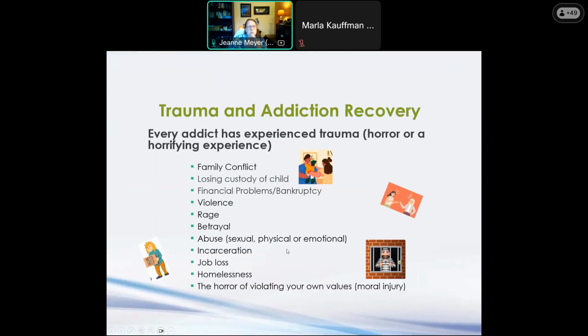Okay, so just an example of the traumas that people with addiction will go through. There'll be family conflicts. Sometimes they lose custody of the child or children. There'll be financial problems, maybe bankruptcy, violence, either witnessing it, experiencing it, or perpetrating it, rage, betrayal, abuse, incarceration, job loss, homelessness, and the horror of violating your own values.